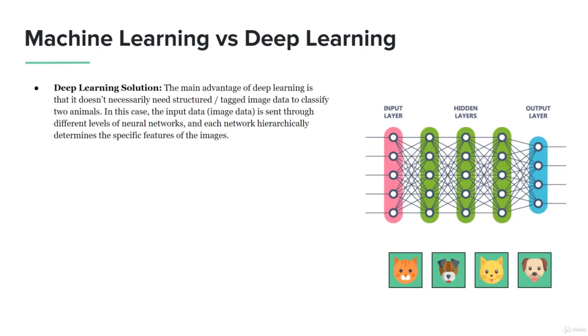Let's look at the deep learning solution here. The main advantage of deep learning is that it doesn't necessarily need structured data or any kind of imagery that is structured or classified. It doesn't need those particular images. In this case, the input data, the image data, is sent through different levels of neural networks, and each network hierarchically determines the specific features of the images. So there's a very big difference here. With machine learning, we're programming the actual machine through various algorithms.